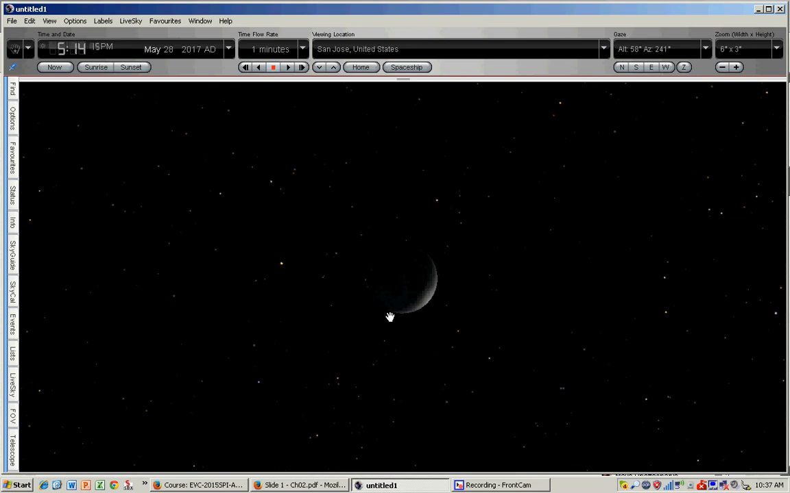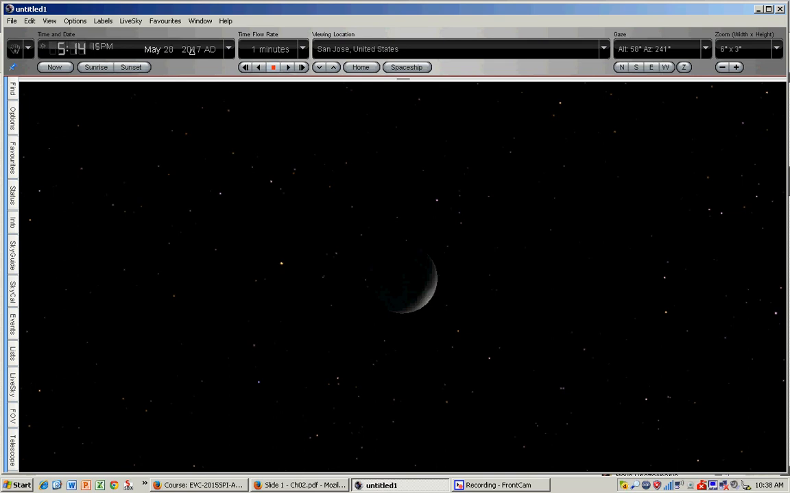So if you take the horns and draw a line from one horn to the other, you see that less than 50% of that bright hemisphere is showing to us. So it's a crescent phase. So this moon is a waxing crescent phase. Okay.